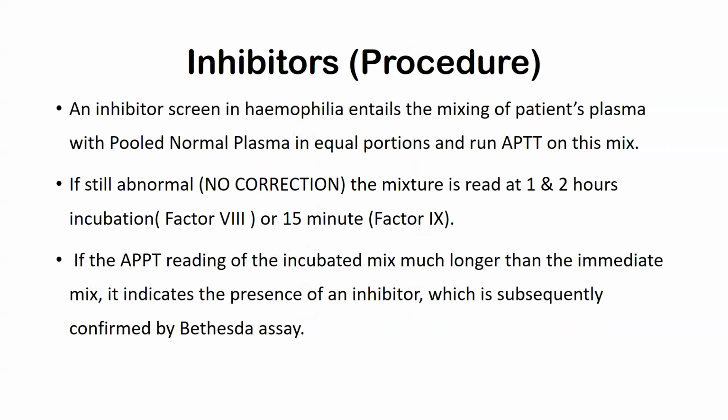The inhibitor test is a simple test. We have the screen where we mix patient plasma and normal plasma and check the APTT. If it's still abnormal, we further incubate at 1 and 2 hours for factor 8, because factor 8 is a long-acting inhibitor, or 15 minutes for factor 9. Then we read and compare the incubated mix and the immediate mix. If the APTT reading of the incubated mix is still longer than the immediate mix, it indicates the presence of an inhibitor, which is subsequently confirmed by a Bethesda assay.